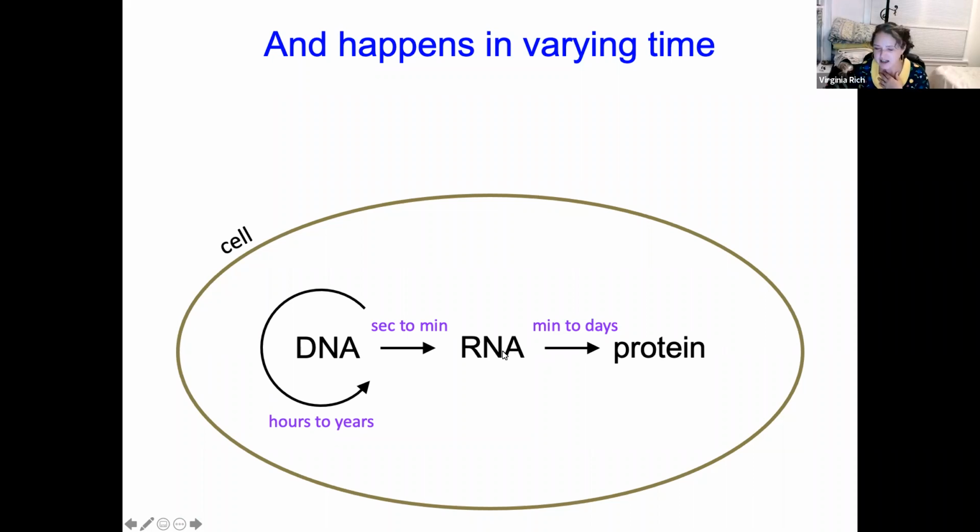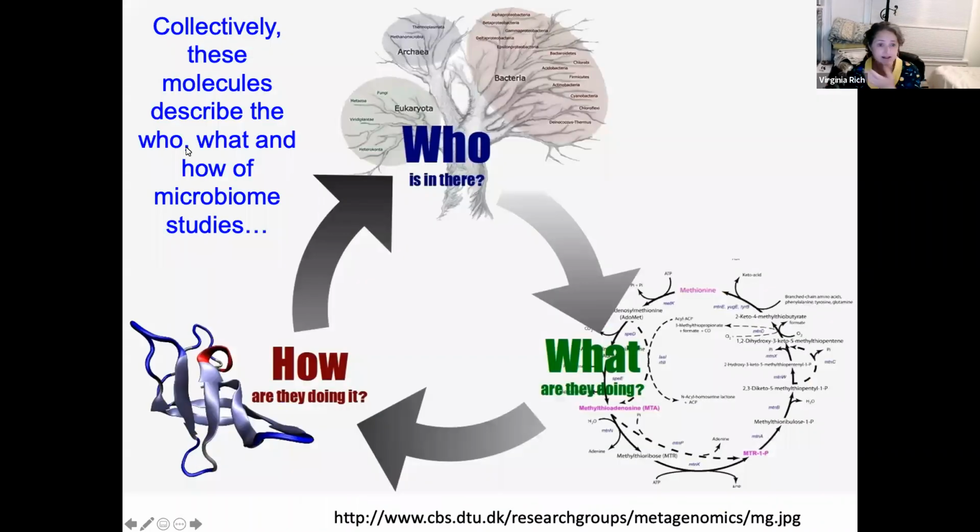You might want to have your mRNAs ready to go. You might want to have your whole little flotilla of mRNAs that are encoding that protein ready to go, so that all you have to do is turn on translation. So you might have like a little LoJack system on those RNAs to keep them stable and keep them sticking around a little longer, so that you can get proteins really quickly. Or if it's really critical, you might even want to have the proteins themselves around all the time, ready to go. Okay. So this is just to make the point that these different biomolecules integrate across different timeframes. We'll come back to that later. So collectively, these molecules describe who, what, and how of microbiome studies.